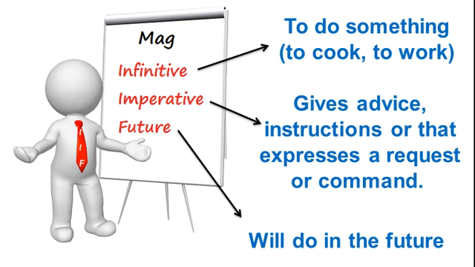Oh, there's Brother Mug. What's he have to say here? Infinitive, imperative, and future. Ooh, that sounds like grammar there. Infinitive. That means to do something, like to cook, to work, to sleep, to clean. And then there's the imperative. Gives advice, maybe like, hey, maybe you should go to work, or maybe you should cook. Instructions, or it expresses a request or a command.